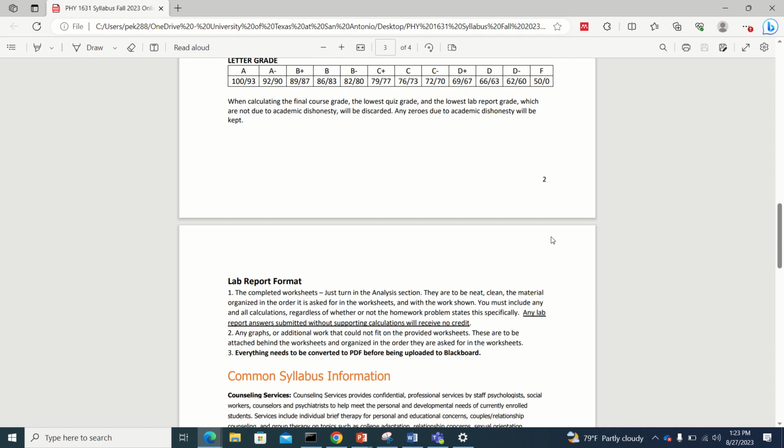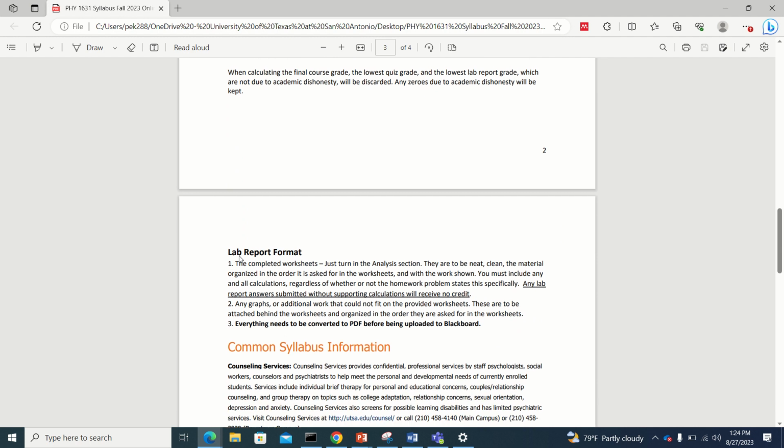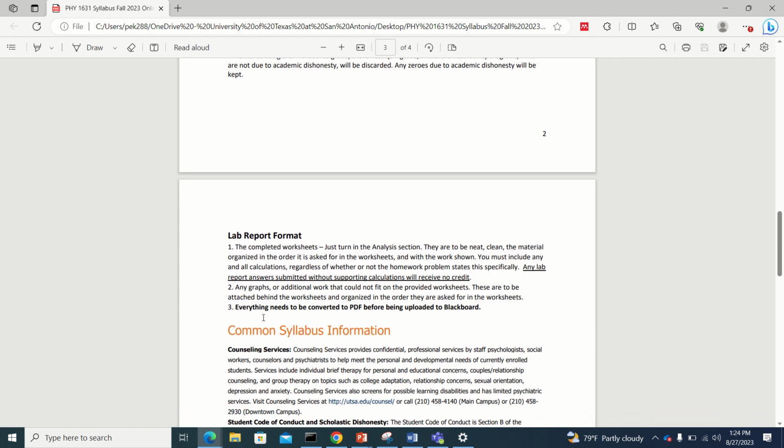Again, the lab format: every lab you are to turn in the analysis section. This is a worksheet. Please be neat and clean. You can type your answers in. I prefer that you do that, or you could write them in digital form or print them and scan them in as a PDF. For all labs and graphs, if you make your graphs in Excel, I recommend you use a snipping tool. Try to make your graphs big so I can read them. And then everything needs to be converted into PDF format before you upload.